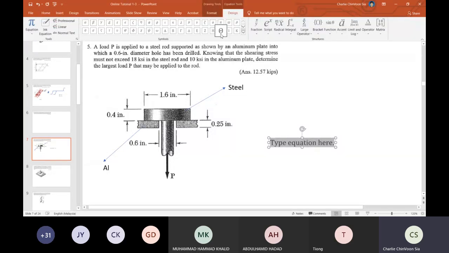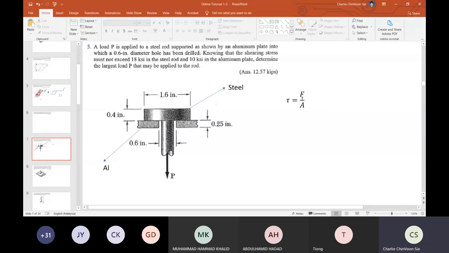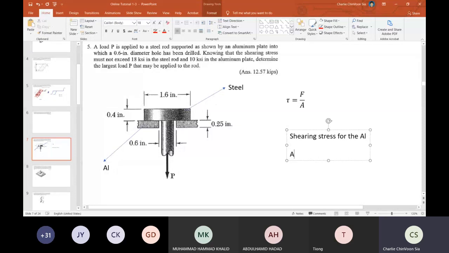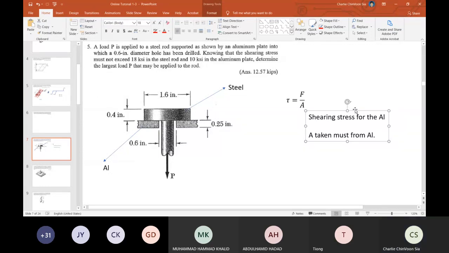Insert equation. So we talk about shear, right? Shear is pretty easy: F over A. If I want to determine the shearing stress for the aluminium, the A that you take must come from the aluminium. So how do we take the area?